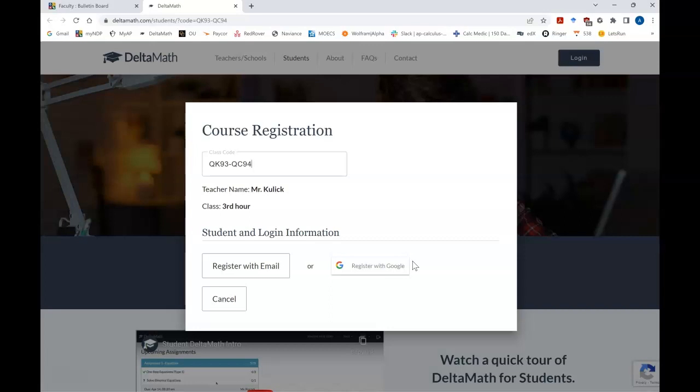It's super easy. It just takes a second. As soon as you're done with that login, you can close out of Delta Math. We're not doing anything else with that today.